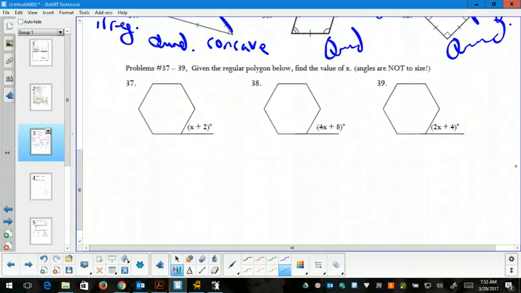Now 37, 38, and 39, I really should have given you some different shapes for these. But is that angle an interior or exterior angle? Exterior. And these are hexagons. And it does say it's a regular polygon, so I know that all these angles here are the same, and so are all the outside angles.